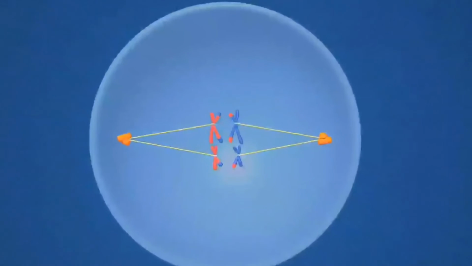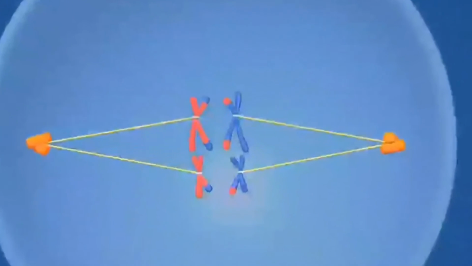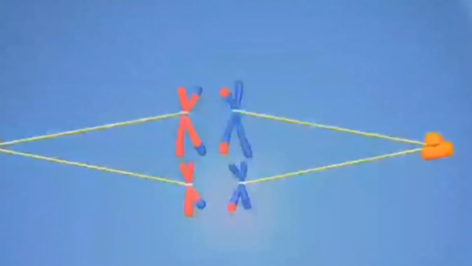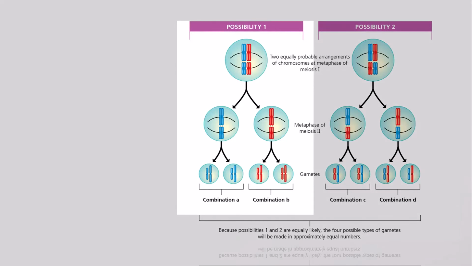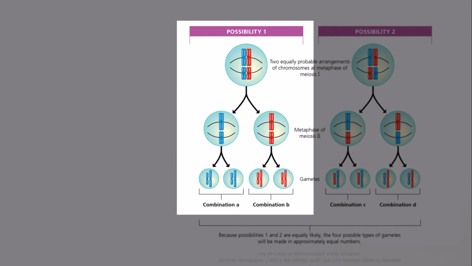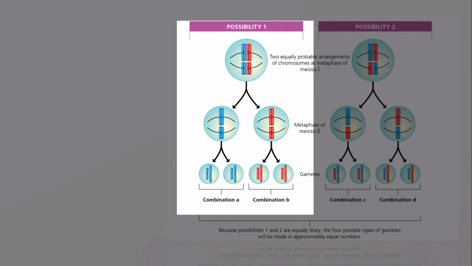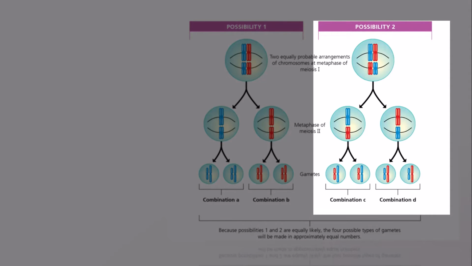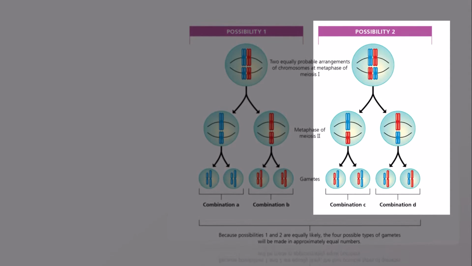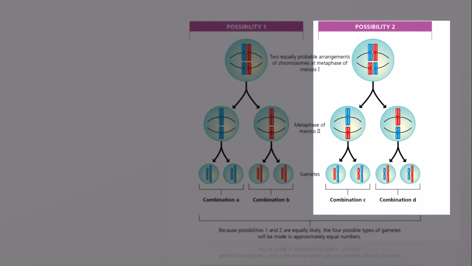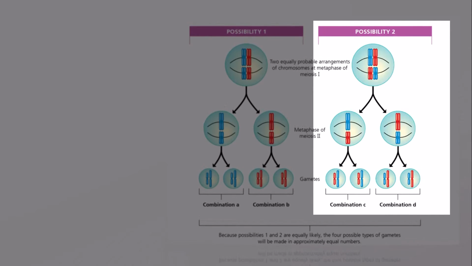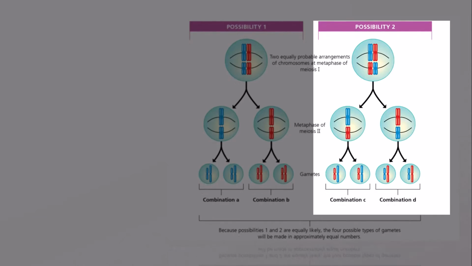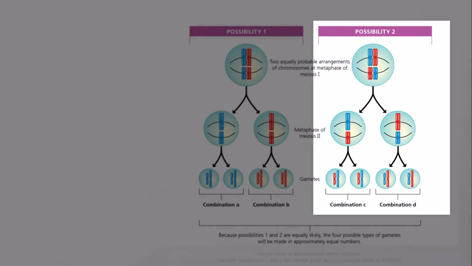In this example, there are 2 possible ways that the chromosome pairs can align during metaphase I. In possibility 1, the chromosome pairs are oriented with both red chromosomes on the same side. In possibility 2, the chromosome pairs are oriented differently, blue-red and red-blue. This arrangement produces gametes with 1 red and 1 blue chromosome.